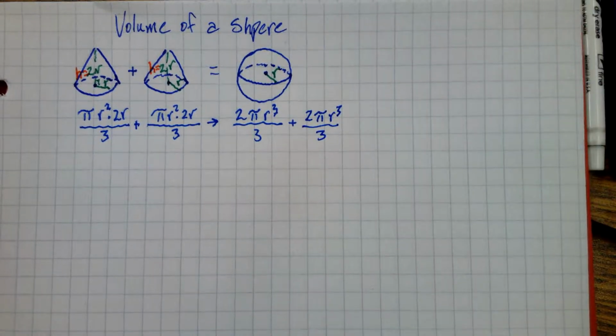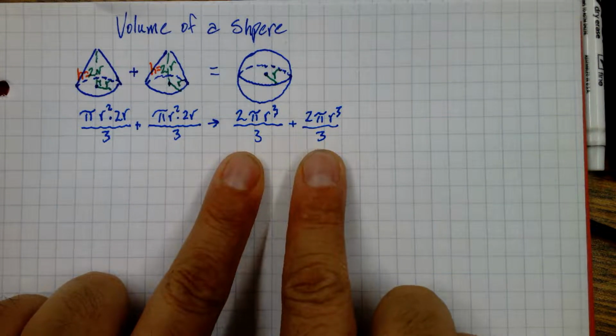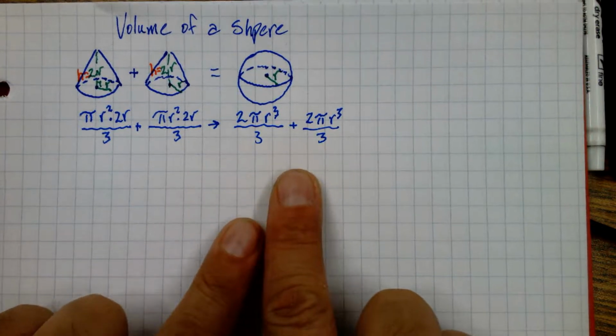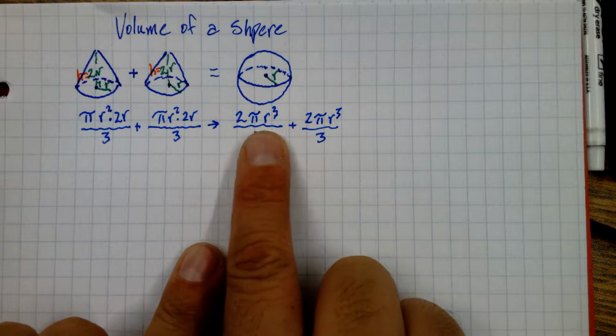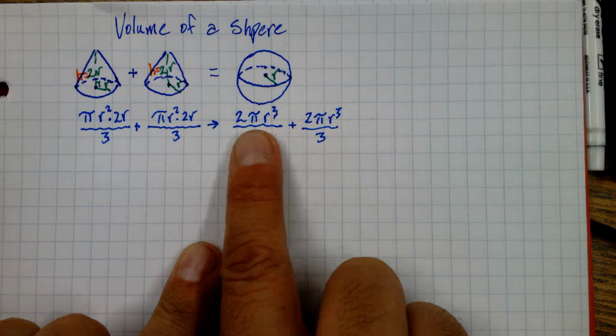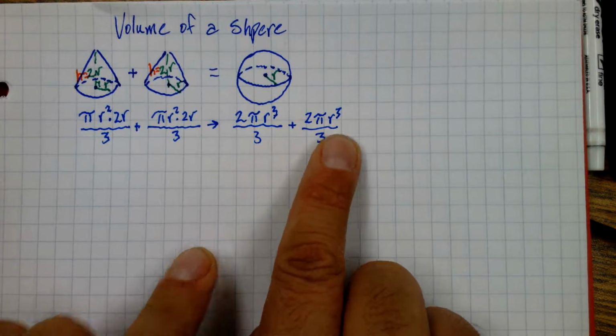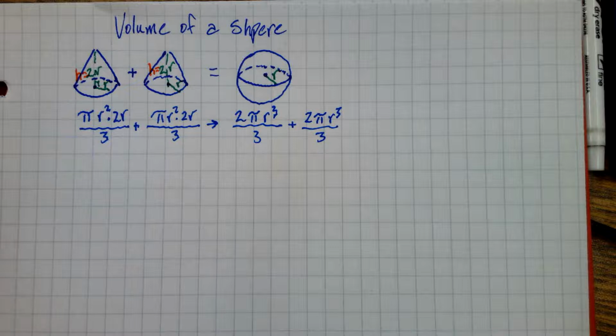Okay. Let's do a little more. So now I got 2 fractions, right? Do they have the same denominator? They do. So I can just add them up. Remember, when you're adding fractions with the same denominator, all you have to do is add the numerators. So I have 2 pi r cubed plus 2 pi r cubed. Well, they're identical, right? I got 2 of these pi r cubes here, and I got 2 of these pi r cubes here. If I put it all together, how many pi r cubes would I have?